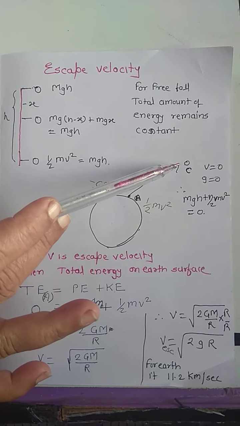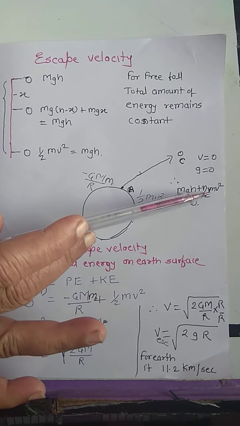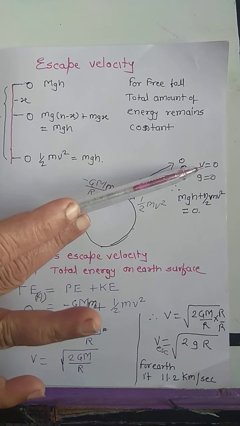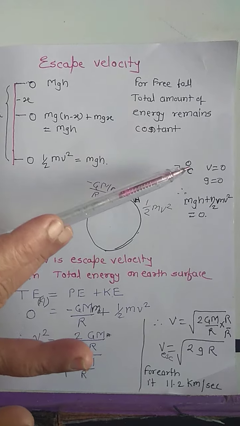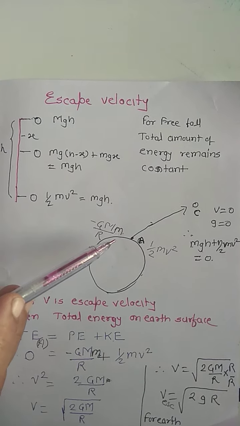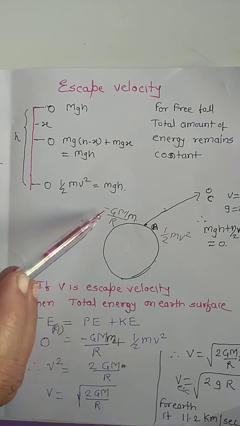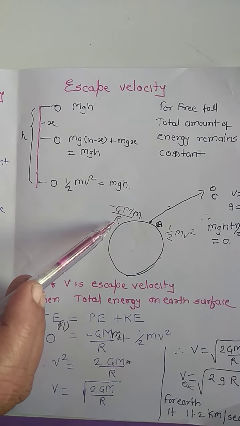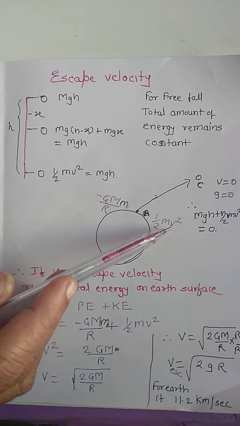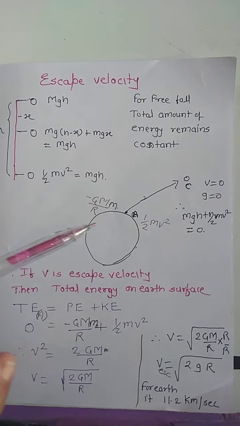Now what will be its total amount of energy at point C? Total amount of energy is potential energy plus kinetic energy. g is 0, that means potential energy is equal to 0. v is 0, that means half mv square is equal to 0. That is, total amount of energy at point C is 0. What is total amount of energy at point A? It is gravitational potential energy, which is given by the formula minus GMm upon r, and kinetic energy, which is half mv square, and we have to find this value of escape velocity.